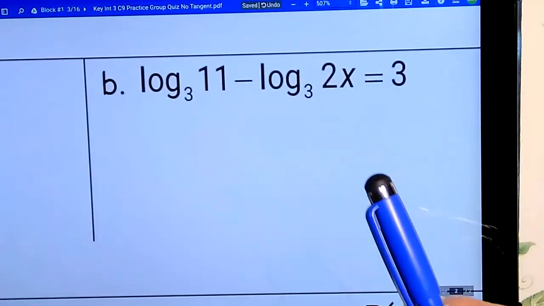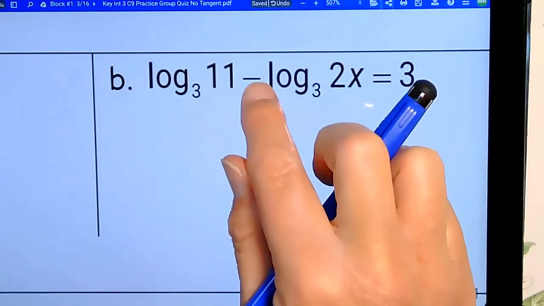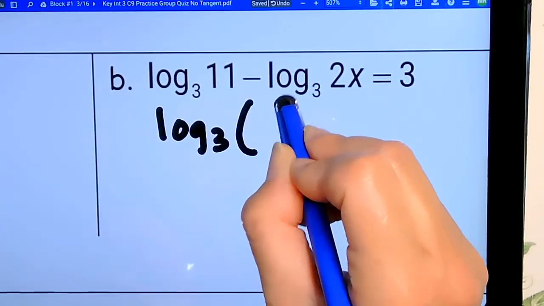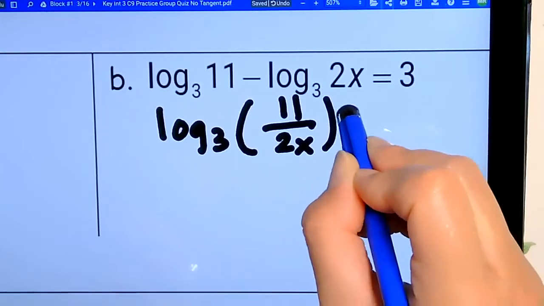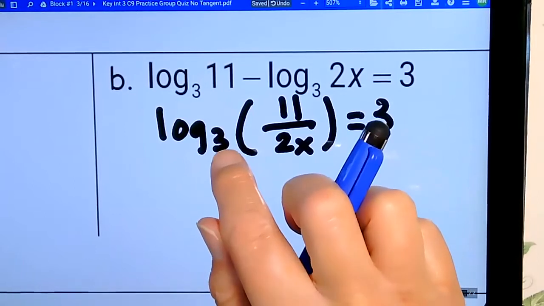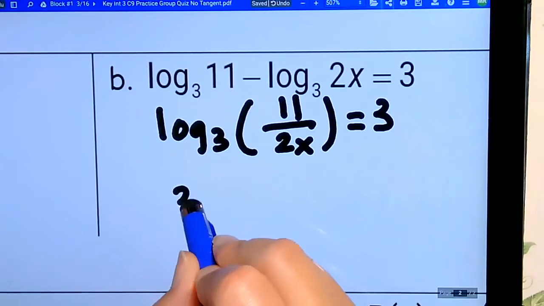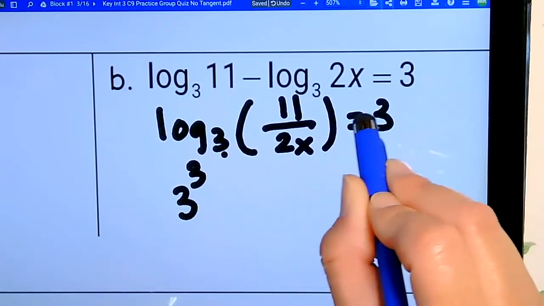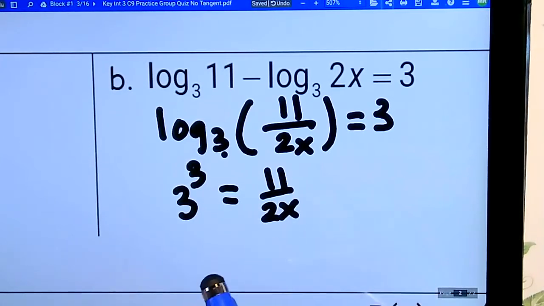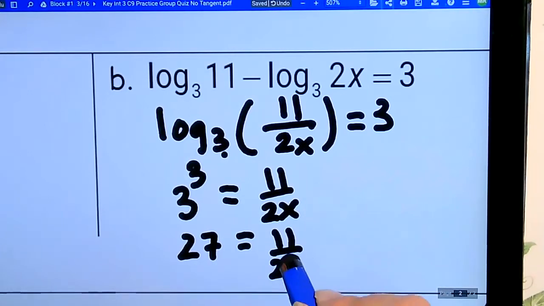So when you have logs, more than one on one side, you have to make it into a single logarithm. Since it's a minus, that means I'm going to write it as a quotient. So it's going to be log base 3 of 11 over 2x equals 3. Now we're going to rewrite in exponential form. We take our base. So we're going to go 3 to the power 3. This 3 to this power 3 equals 11 over 2x. 3 to the third is 27. So I get 27 is equal to 11 over 2x.